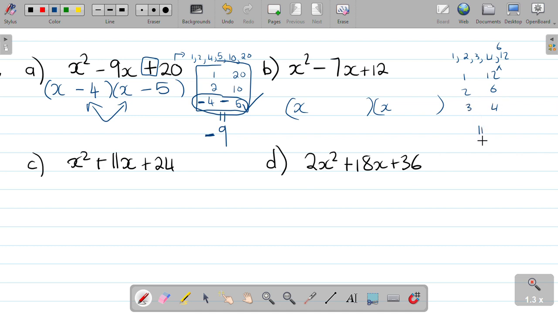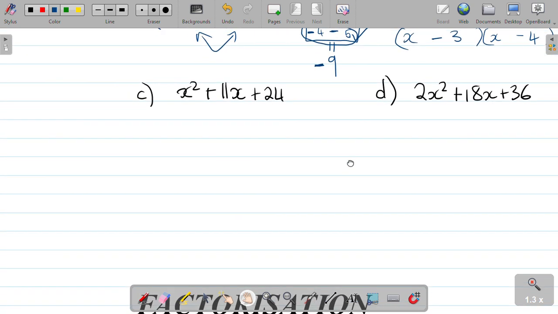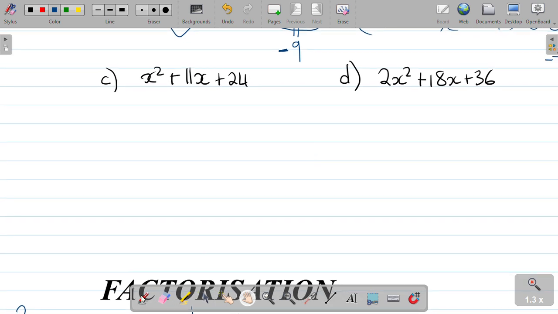So which pairs can I work together in order to get my middle term of negative 7? If I make negative 3 and negative 4, that gives me negative 7. And there you have it. Also the third term is positive, and both my signs are negative, which is what we want. So we put that simply into the bracket and we get our full marks. Nice. Let's continue. Letter C.